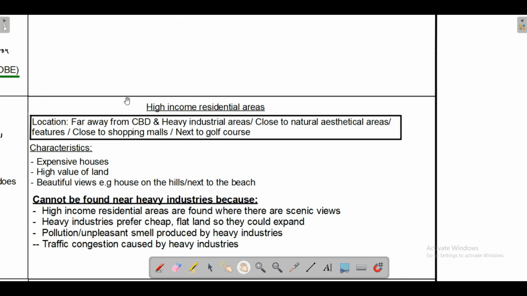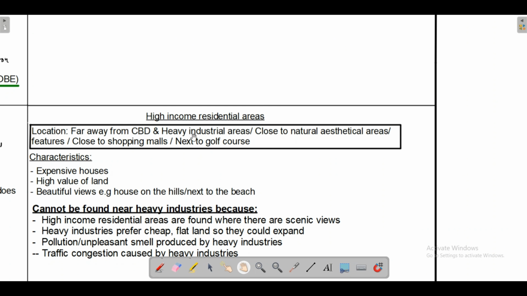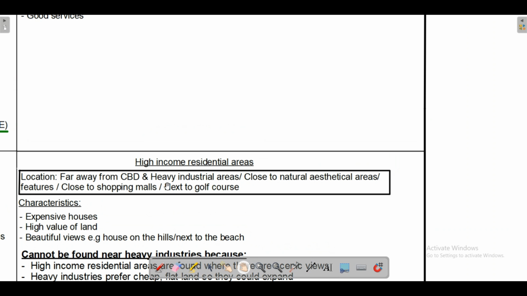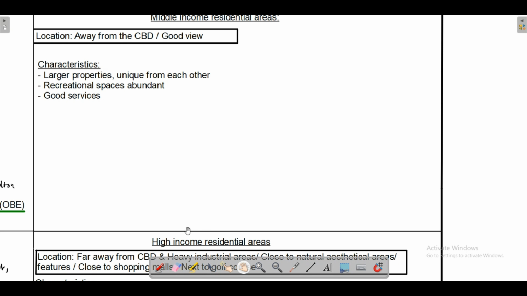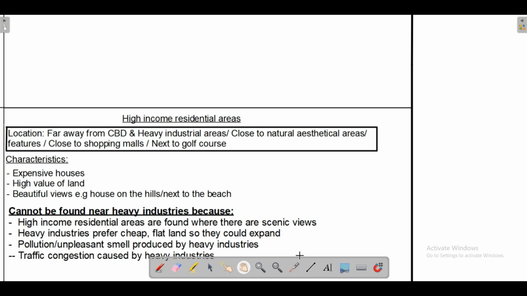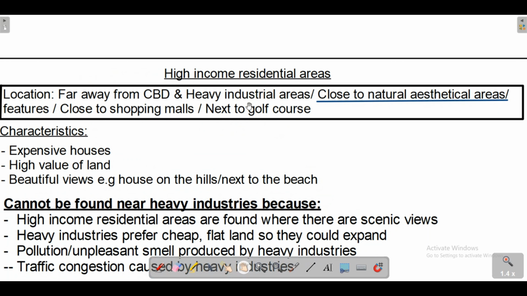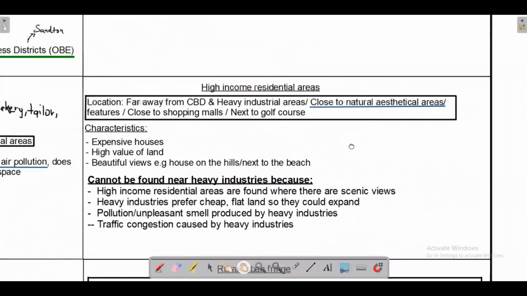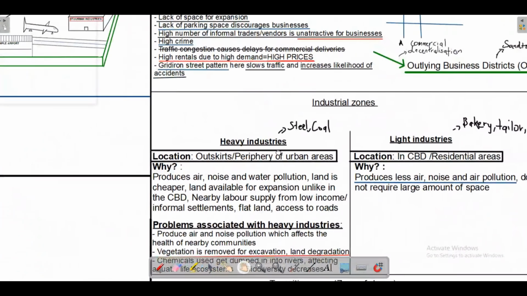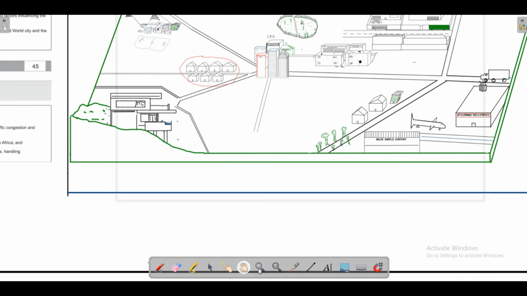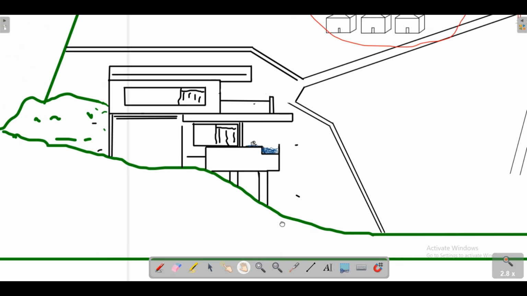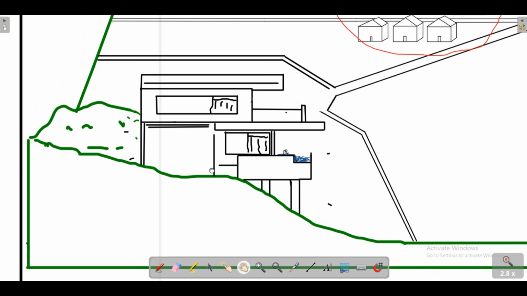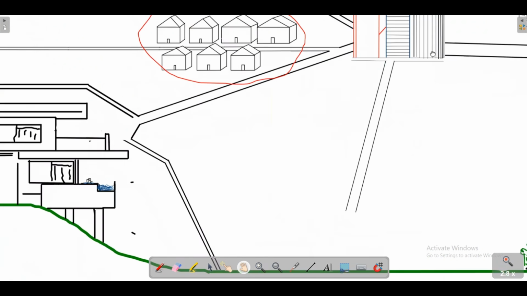High income is also far away from the CBD and the heavy industrial areas. Remember, we said where chaos is, they are far away from the chaos, far away from the noise, both of them. Middle income and high income residential areas are usually close to natural aesthetical areas, good views, scenic views, okay, especially high income residential areas. This is where you're going to find mansions or very luxurious homes, okay, a house on the hills, for an example, right over here, right? So this guy has a house on the hill that overlooks the urban area as a whole.